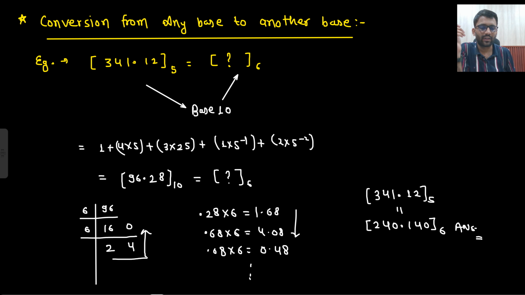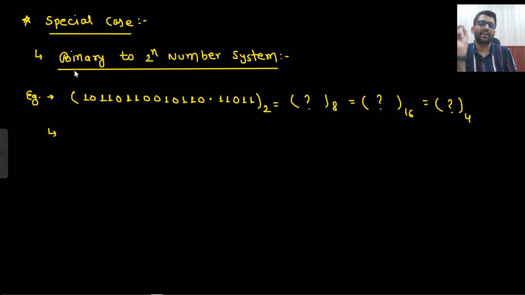So let's move on to our next topic, that is a special case. The special case is in terms of binary. From any binary number to 2 to the power n number system you are going. So what can 2 to the power n be? 8 is 2 to the power 3. 4 is 2 to the power 2. 2 is 2 to the power 1. So from binary to any 2 to the power n you are going, where n is a natural number: 1, 2, 3, 4, 5, 6, 7, 8.